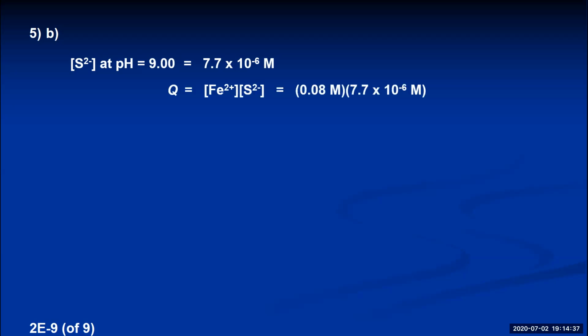Part B is asking you to calculate whether a precipitate will form at a pH of 9. So in this case, if you do this calculation, you should be able to calculate by using the Ka12 that the sulfide concentration at pH of 9 is 7.7 times 10 to the minus 6th. And then when you calculate your Q value, it turns out that the Q value is 6 times 10 to the minus 7th. And this number is larger than the Ksp, therefore it's oversaturated, and therefore a precipitate will form.